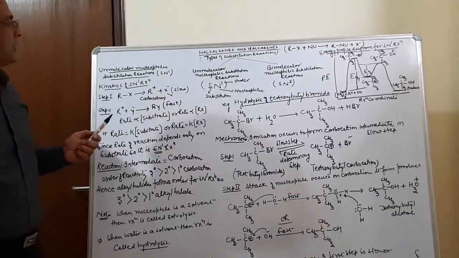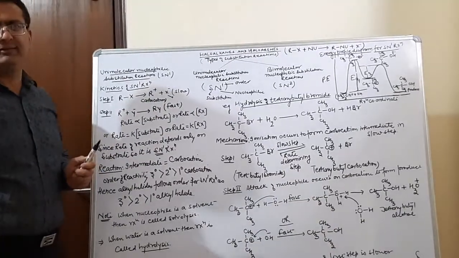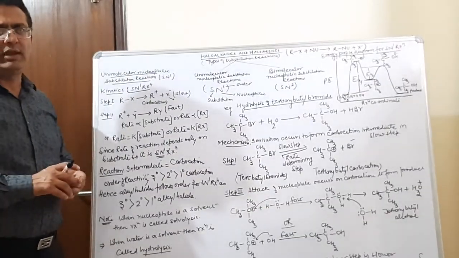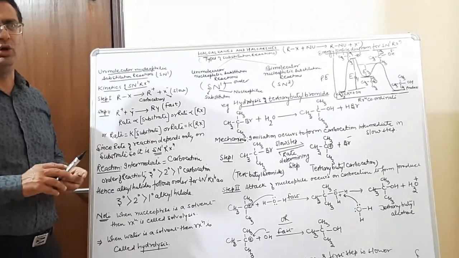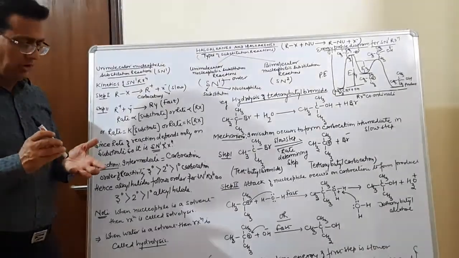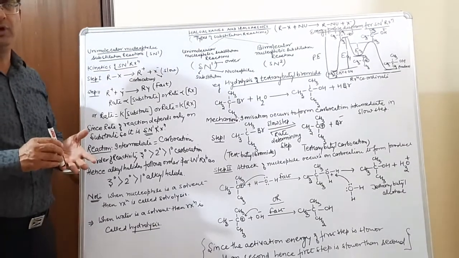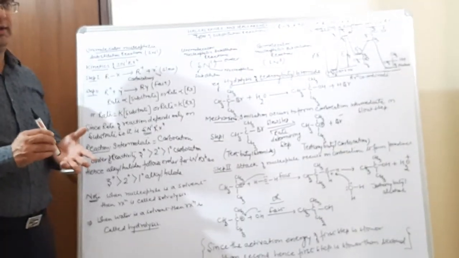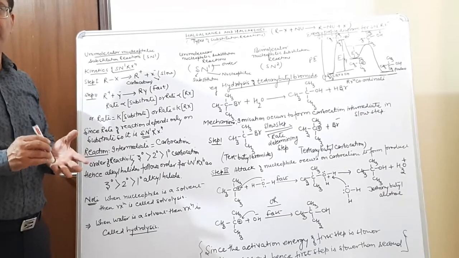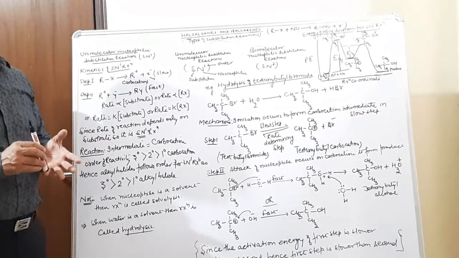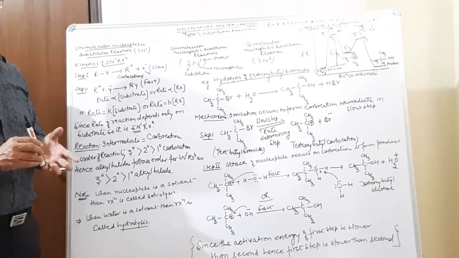Dear students, in our previous lectures, we were discussing chemical properties of haloalkanes and haloarenes. If you remember, the first property that we discussed was the reduction of haloalkanes and haloarenes. Second was reaction with metals. And third was nucleophilic substitution reaction.